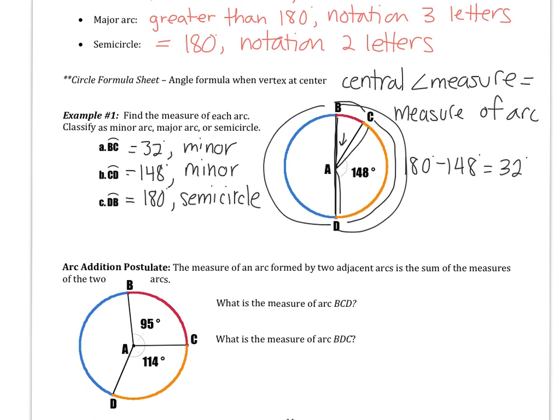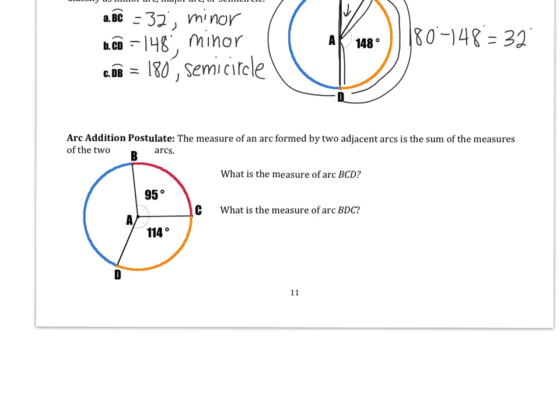Next up is the arc addition postulate, and this is just like the angle addition postulate or the segment addition postulate. 2 pieces will make up the entire thing. So it does say the measure of an arc formed by 2 adjacent arcs is the sum of the measures of the 2 arcs. So if we're looking for the measure of arc BCD, I have to look at that in the order that it's written. So from B to C to D, this arc. So I could see that it's made up of 2 smaller arcs, BC and CD. So I'm going to add those. 95 plus 114 gives me my measure, which is 209 degrees.